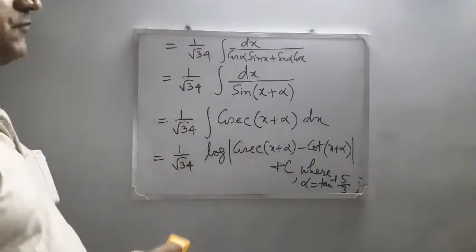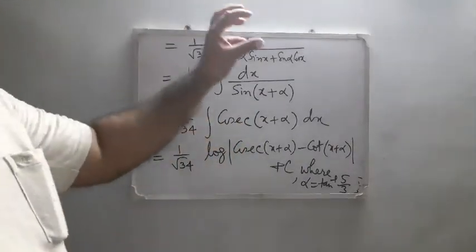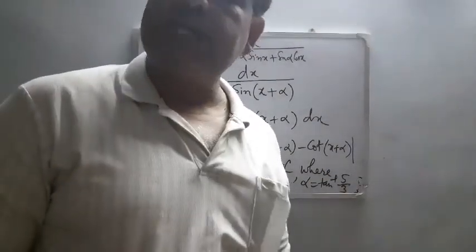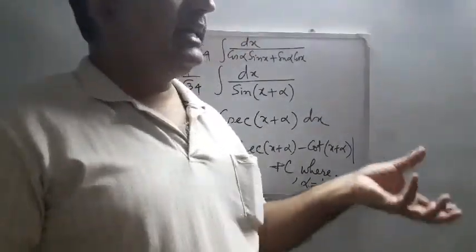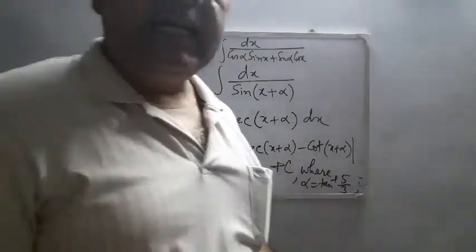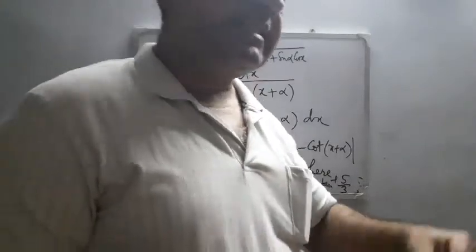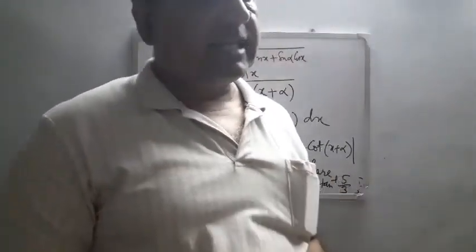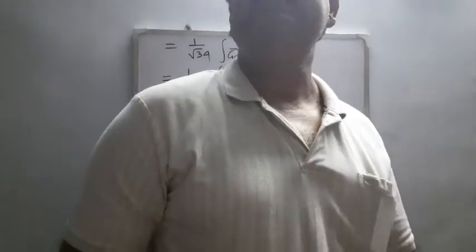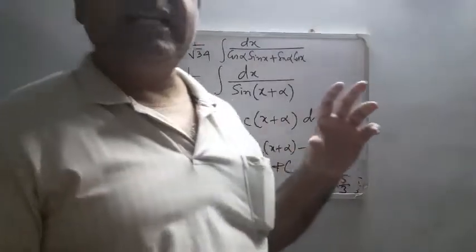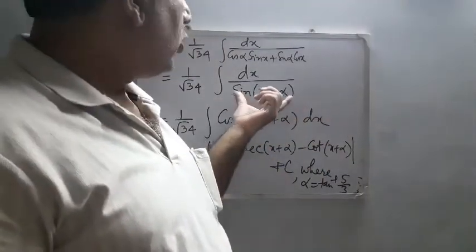In this type, whenever you are getting dx by a sin x plus b cos x, you have to divide by root a square plus b square, and in the denominator the first constant term should be taken as sin alpha, then the second constant term will be cos alpha, or if you take the first constant term as cos alpha, then the second will be sin alpha. And using compound angles you can simplify your result. It reduces to either sin or cos.